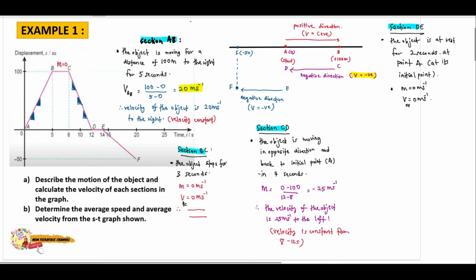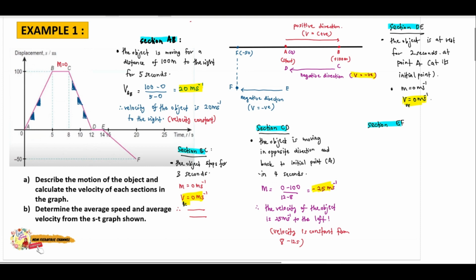Alright. So, let's highlight first. Okay. So, this is for velocity for CD. And this is DE. Okay, let's move to section EF. Okay, so letak kat sini. Section EF. Okay.